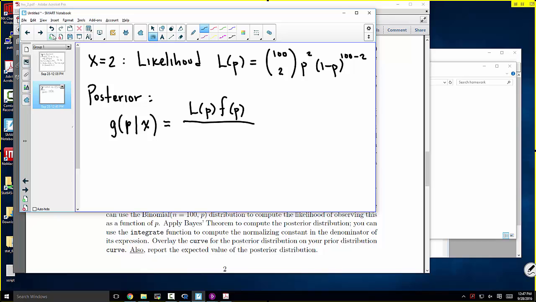And because we're treating P as a continuous random variable, what goes in the denominator of Bayes' rule is an integral. The integral over all P of L of P times F of P, dP. So integrate from 0 to 1 of that quantity. That will give us back a function of P. And it is a probability distribution. It integrates to 1. It's the posterior of P. Let's see how this looks in R.